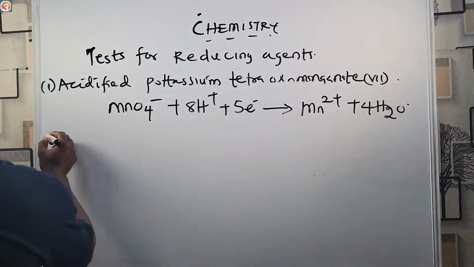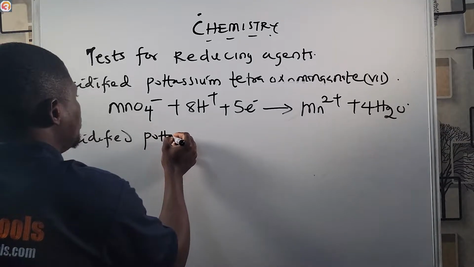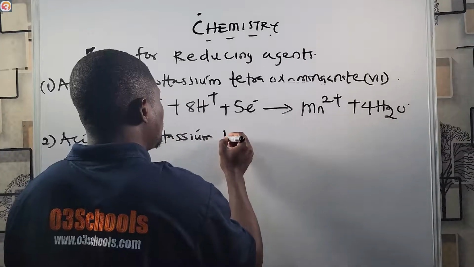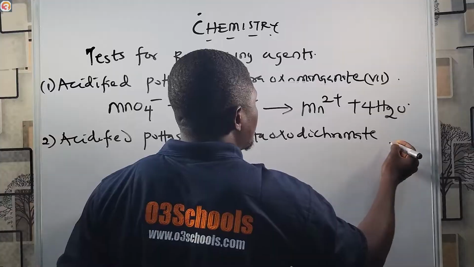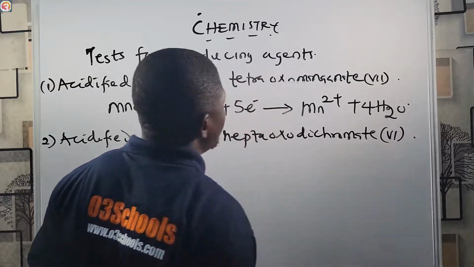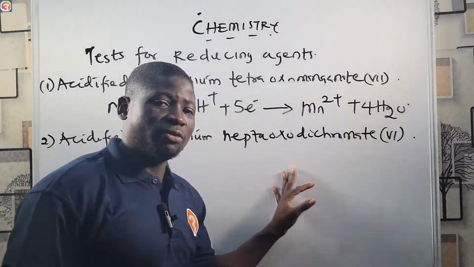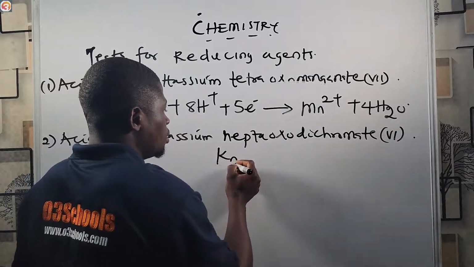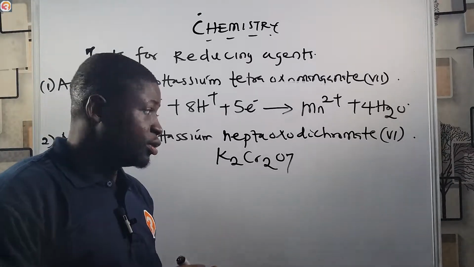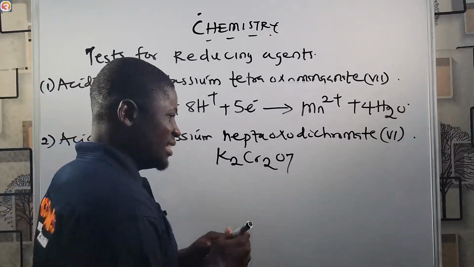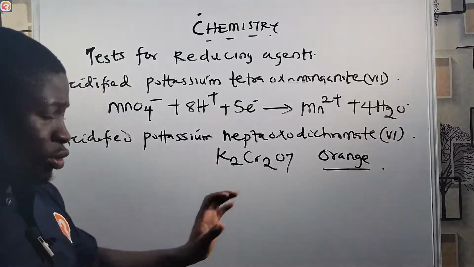Then of course we can also use acidified potassium heptaoxodichromate 6 to test for a reducing agent. That is K2Cr2O7. Now the color of acidified potassium heptaoxodichromate 6 itself is orange. So please note the color change.